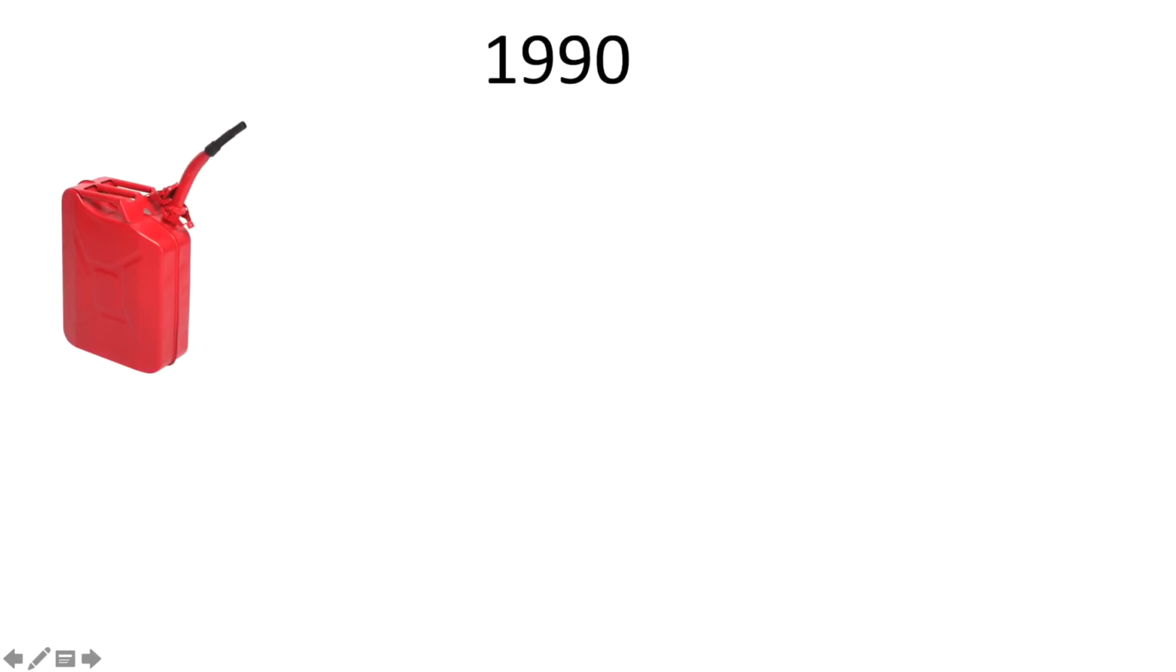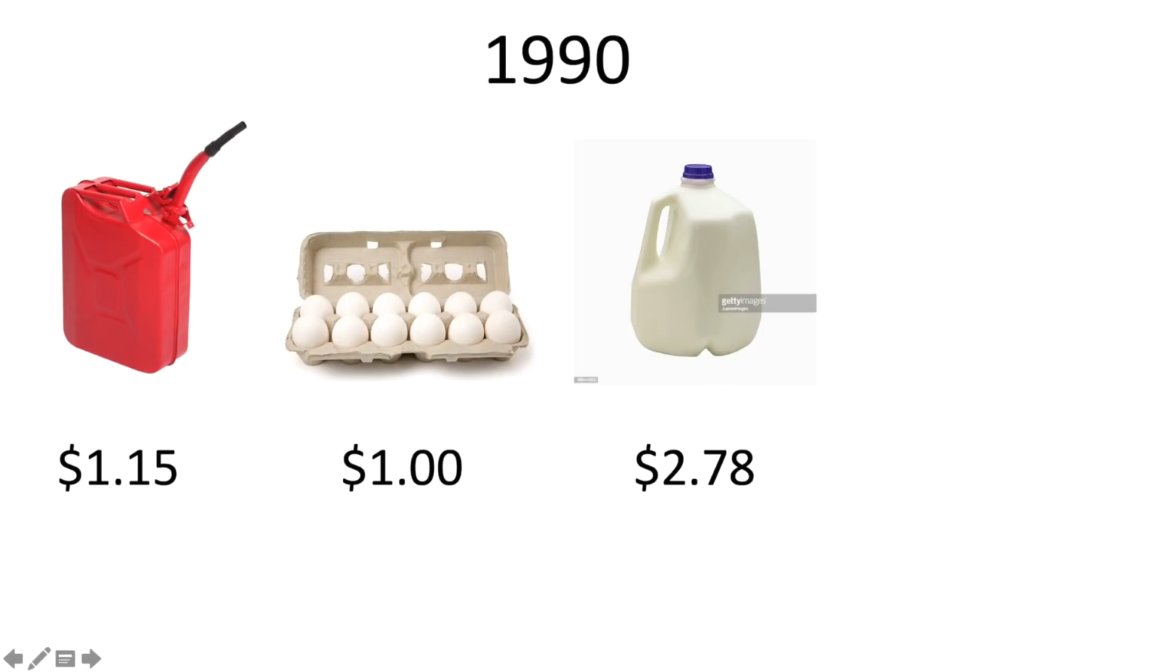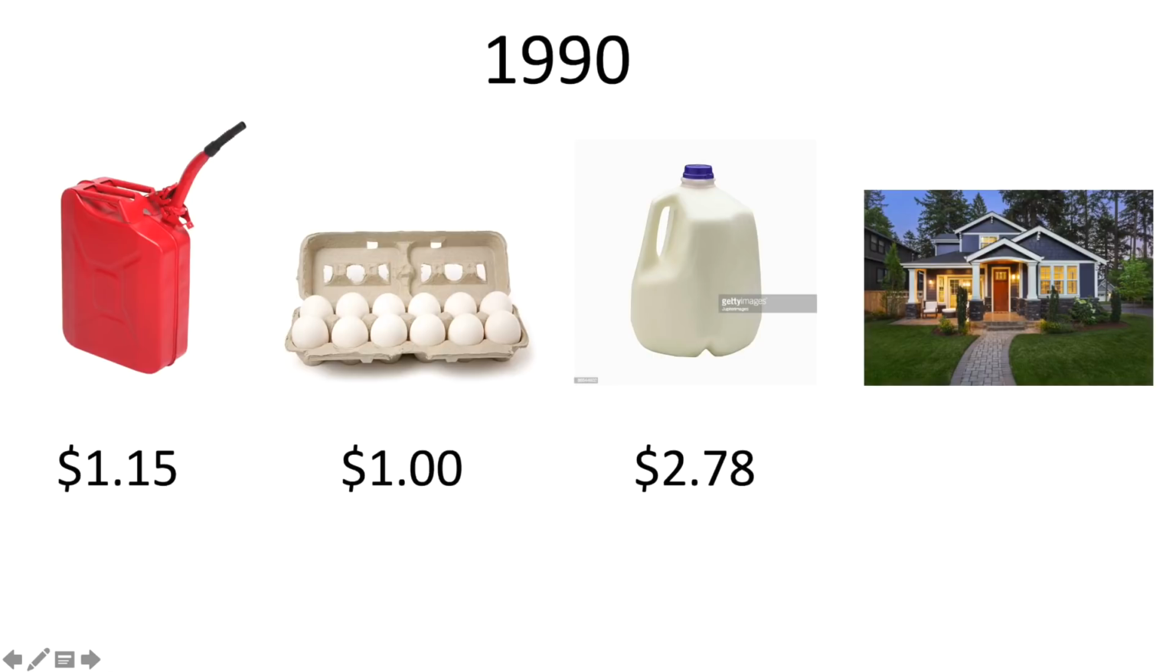Back in 1990, the cost of a gallon of regular gas was around $1.15. The cost of a dozen eggs was $1. The cost of a gallon of milk was $2.78. And the average cost of a new home was right around $150,000. Compare these prices to what you see in your hometown today, and the difference is pretty staggering.